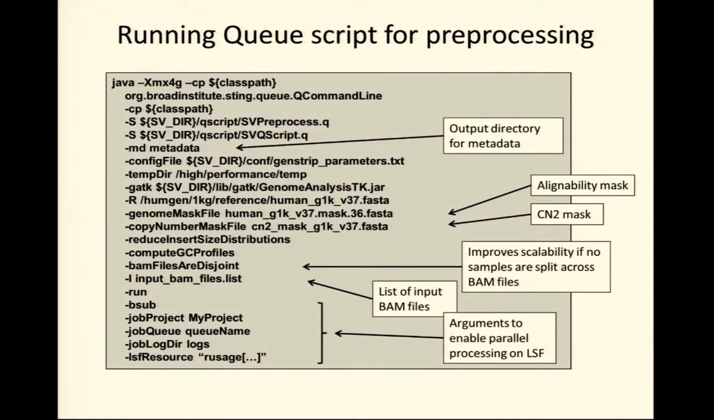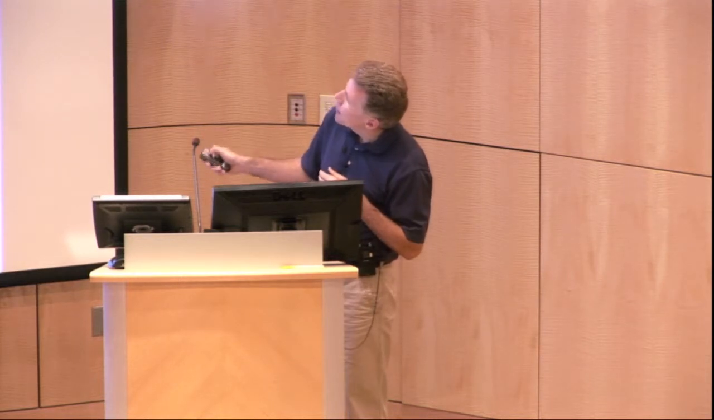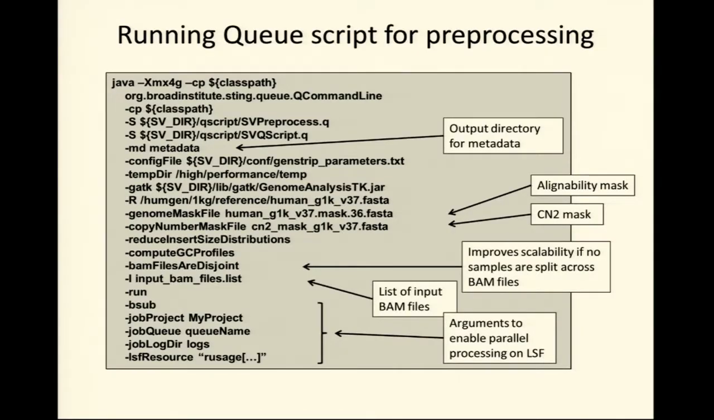So all the main pipelines in Genome STRiP also use the GATK facility for running multiple jobs, parallelizing your jobs and running them on a cluster. Everything in Genome STRiP is designed to be parallelized, so you can do big computations, and things run through these Q scripts. When you're running preprocessing, you have to say the output metadata directory where we want to store all the preprocessing information. You put in the masks.